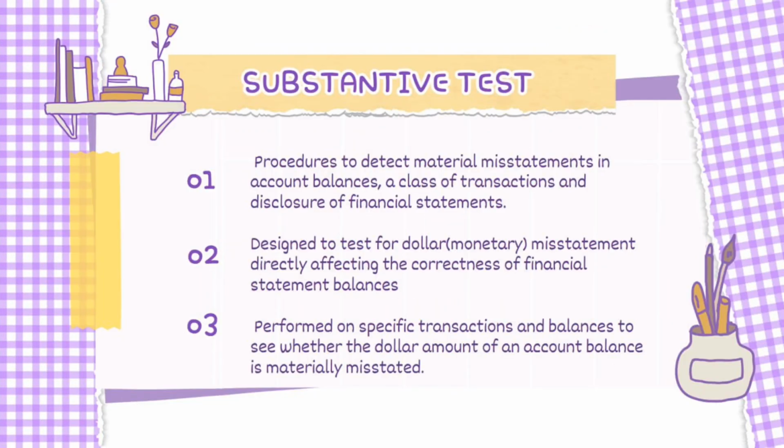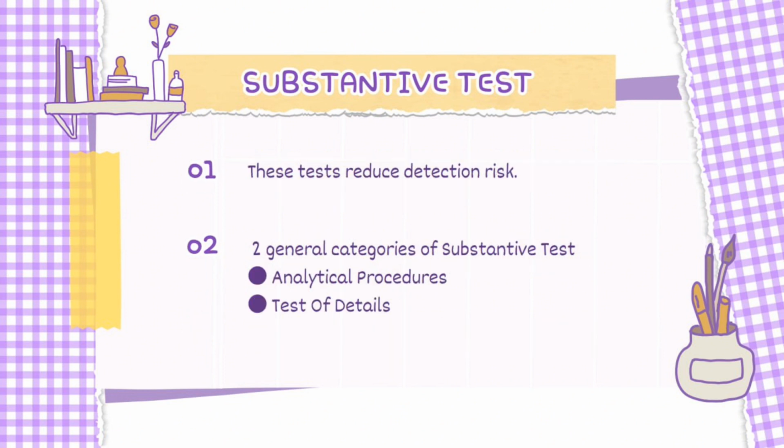Substantive tests are procedures to detect material misstatements in account balances, a class of transactions, and disclosure of financial statements. They are designed to test for dollar or monetary misstatement directly affecting the correctness of financial statement balances. Substantive tests are also performed on specific transactions and balances to see whether the dollar amount of an account balance is materially misstated. These tests also reduce detection risk.